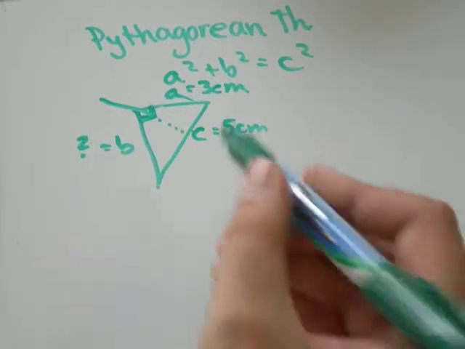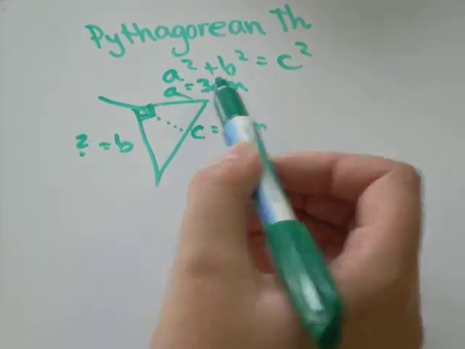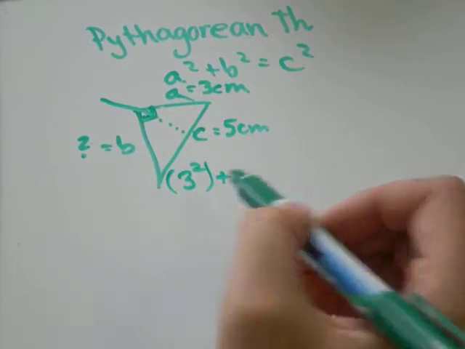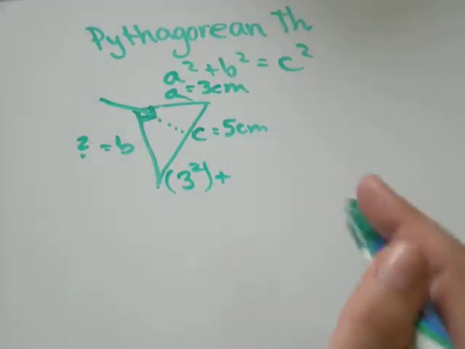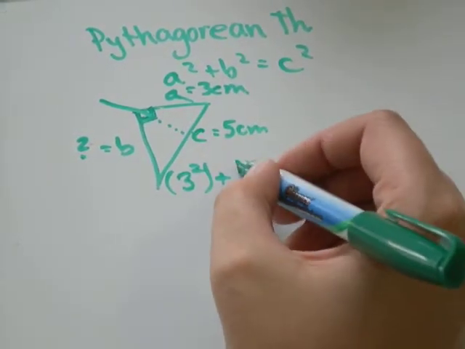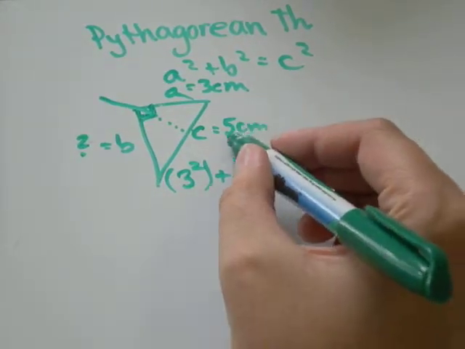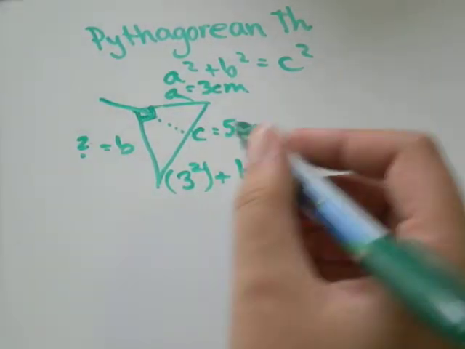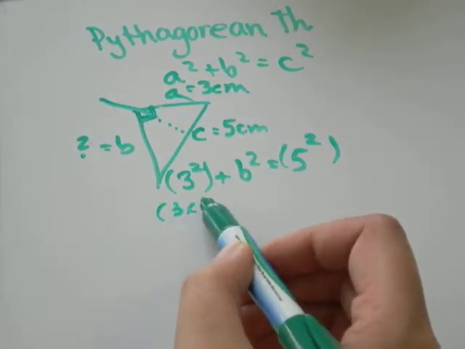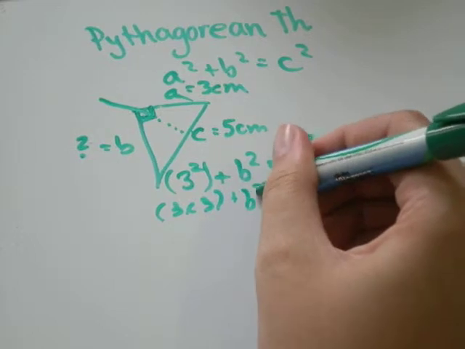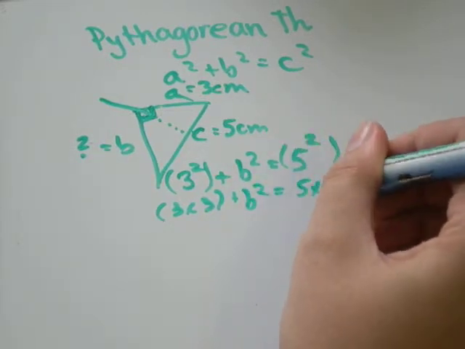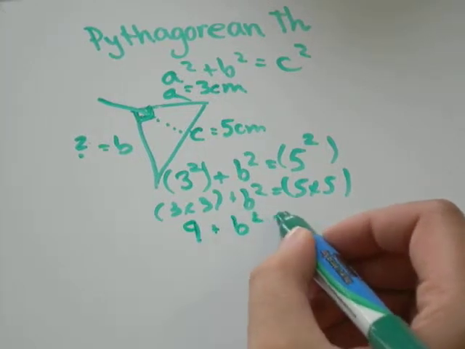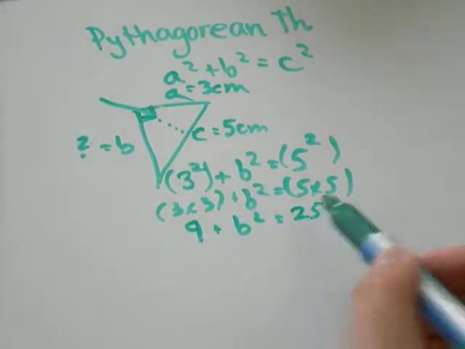So this time, we still have A squared. A is equal to 3, so we'll have 3 squared, plus, it doesn't matter if you put that in brackets or not, it doesn't make a difference. B is our unknown, so we'll leave that alone. And C squared, C equals 5, so C squared would be 5 squared. 3 squared is really 3 times 3 plus B squared equals 5 squared is really 5 times 5. 3 times 3 is 9. 5 times 5 is 25.